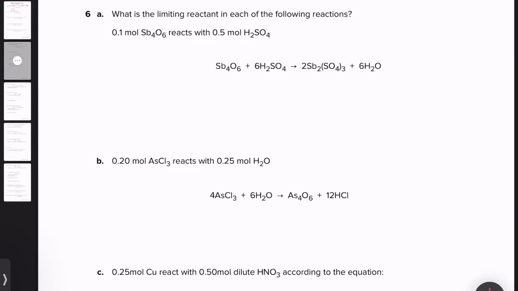So if I see that one of these needs 6 of that, so 1:6. Just pick any one of them. So I will pick this one first. So 0.1 will need X of that. So X will be 0.6. So the question is, do you have it or do you need more?